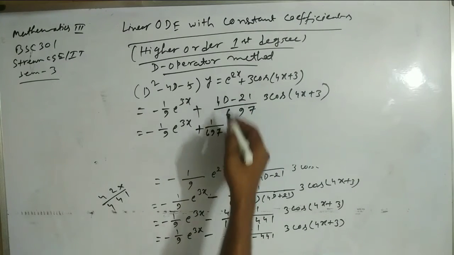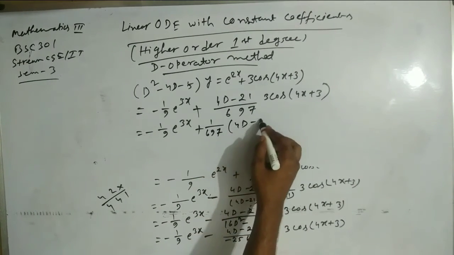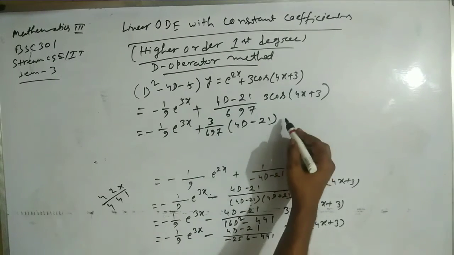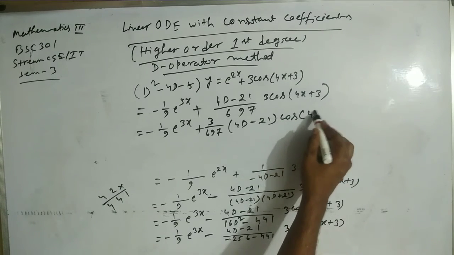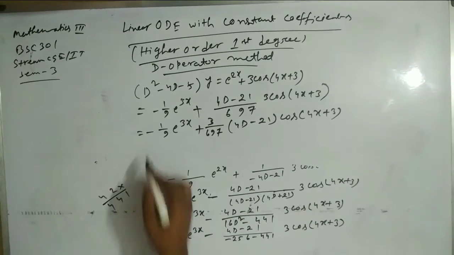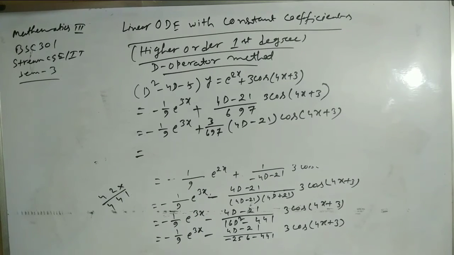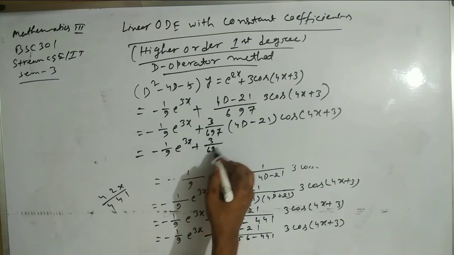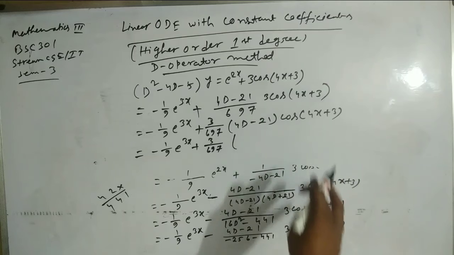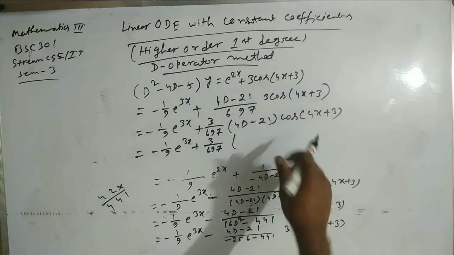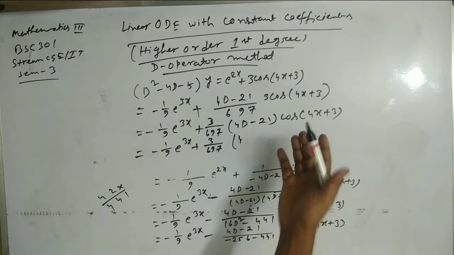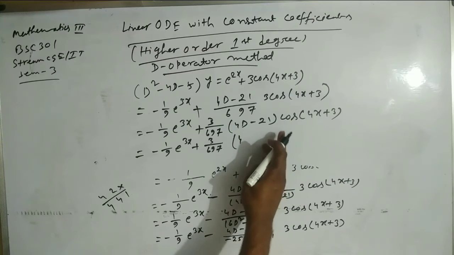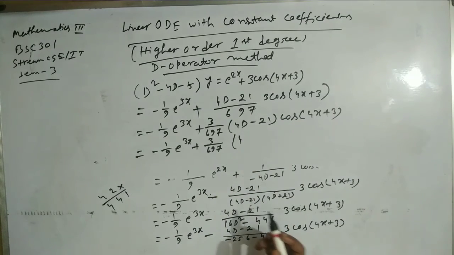Now the operator is in the numerator, so it is 4d minus 21 operating on 3. 3 is constant, I am taking out this 3, so operating on cos 4x plus 3. Now minus 1 by 9 e to the power 3x plus 3 by 697. Now 4d of this function, that is 4 into differentiation of cos 4x plus 3. So differentiation of cos 4x plus 3 will be minus 4 sin 4x plus 3.